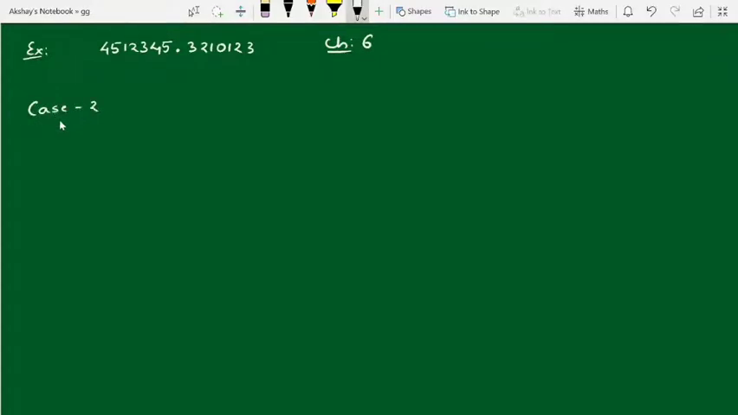Case 2, if the given number is less than 1. If the given number is less than 1, then how to write the characteristic of this number? So we are going to discuss with an example for this.